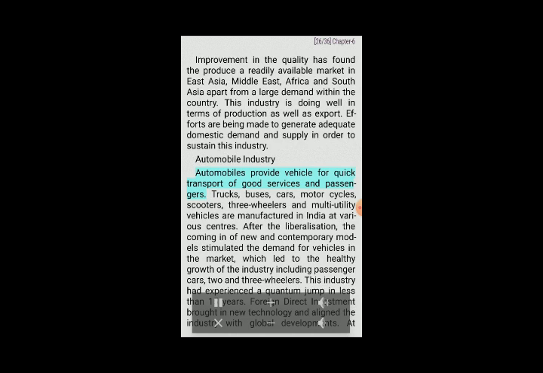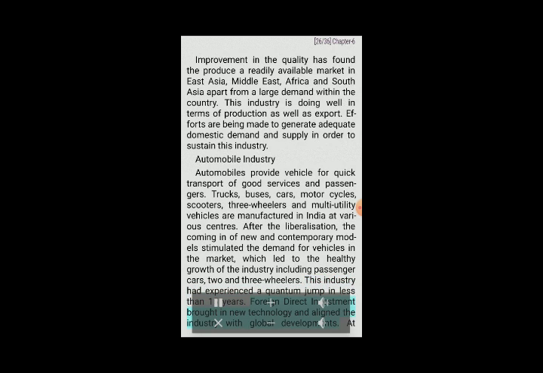Automobile industry. Automobiles provide vehicles for quick transport of goods, services and passengers. Trucks, buses, cars, motorcycles, scooters, three-wheelers and multi-utility vehicles are manufactured in India at various centers. After the liberalization, the coming in of new and contemporary models stimulated the demand for vehicles in the market, which led to the healthy growth of the industry including passenger cars, two- and three-wheelers.